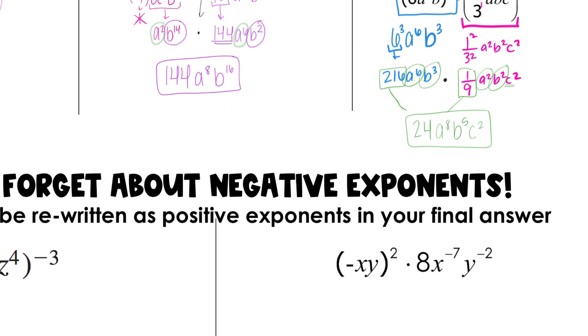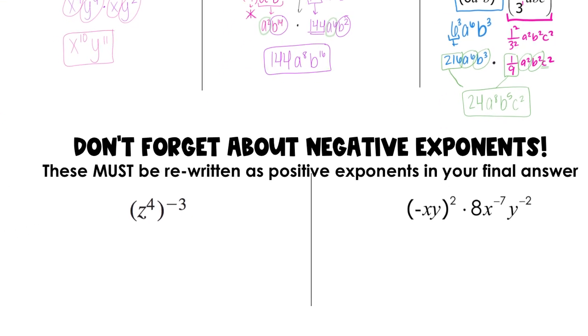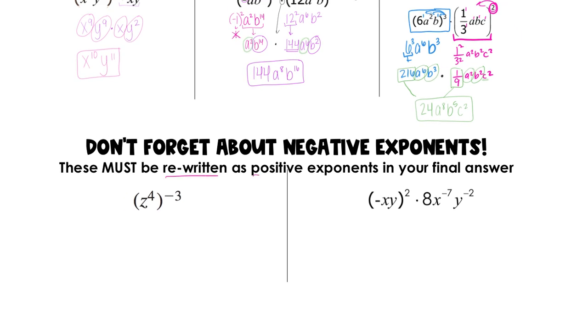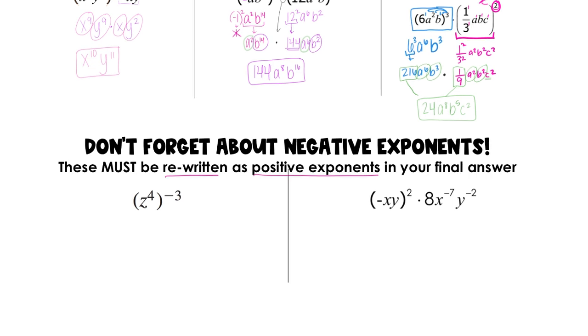Okay, so now I want to remind you about negative exponents. This is what we talked about the other day, yesterday. So sometimes you're going to have negative exponents in these, and if you do, you have to rewrite those as positive exponents, just like we were doing yesterday. So let's take a look at our first example.